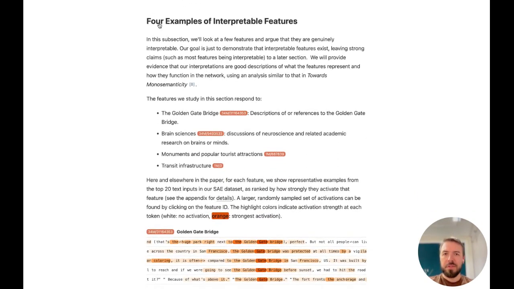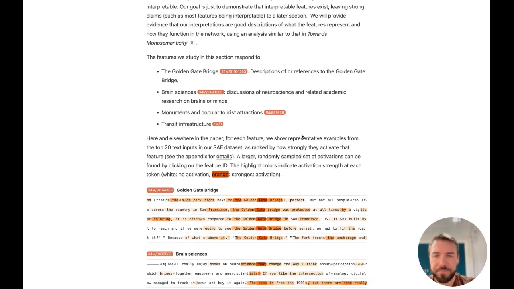For examples of interpretable features, in this subsection, we'll look at a few features and argue that they are genuinely interpretable. Our goal is just to demonstrate that interpretable features exist, leaving strong claims, such as most features being interpretable, to a later section. We will provide evidence that our interpretations are good descriptions of what the features represent and how they function in the network, using analysis similar to Towards Monosemanticity. The features we study in these sections correspond to the Golden Gate Bridge, brain sciences, monuments and popular tourist attractions, and transit infrastructure.